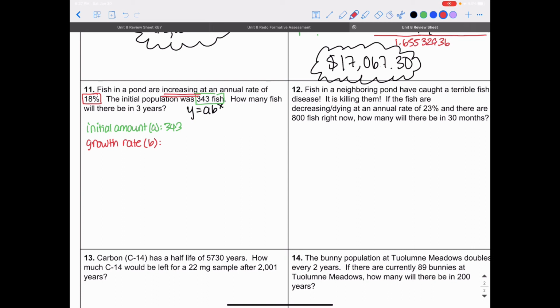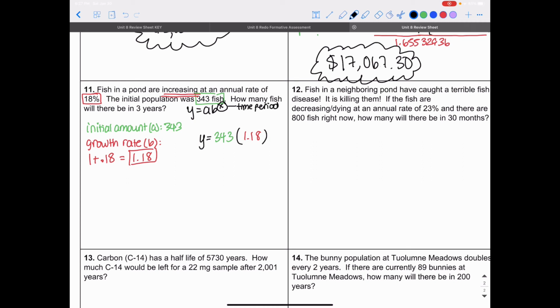It's increasing, which is important. I need to know if it's increasing or decreasing. To calculate what B is, I convert this percent to decimal form and add it to or subtract it from 1. Since it's increasing, I'm adding it. So 1 plus 0.18 gives me 1.18, and that is my growth rate. I'm plugging these into the formula, so y is equal to 343 times 1.18 to the x power, and the x power is how many time periods have passed by.